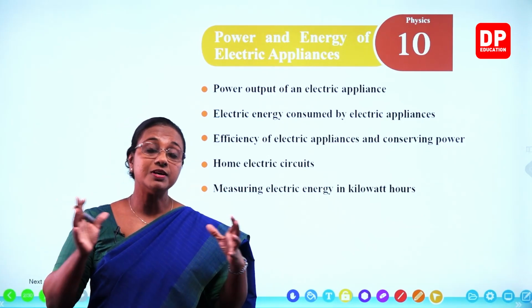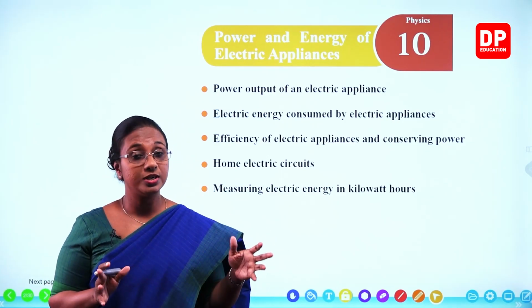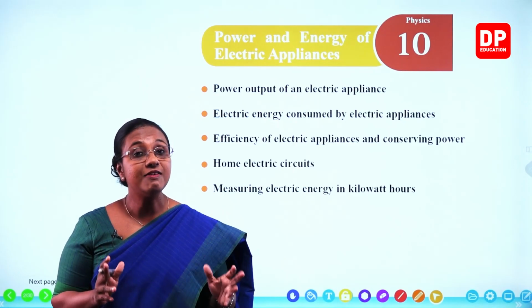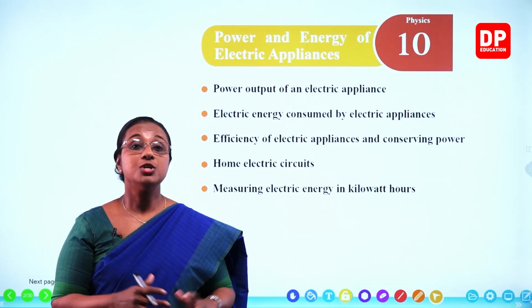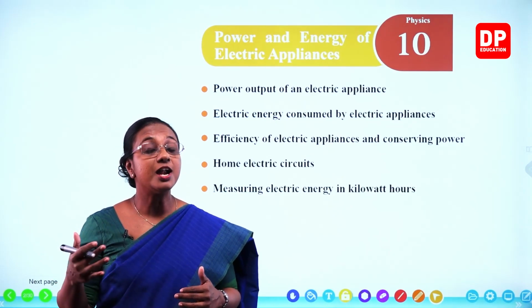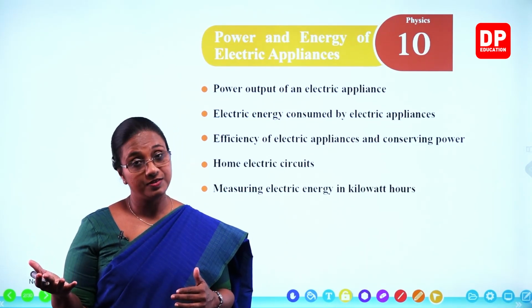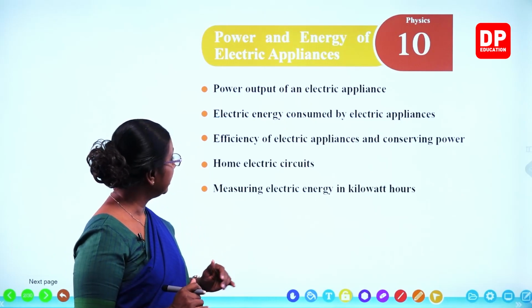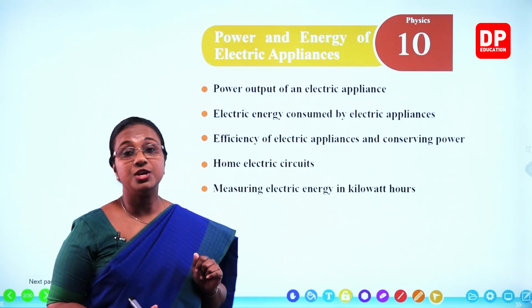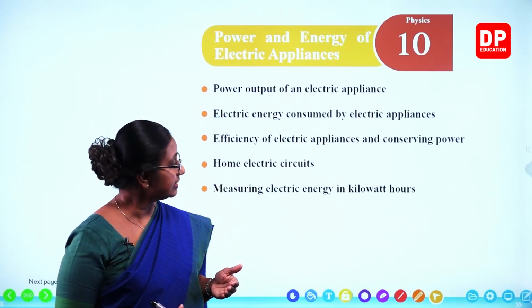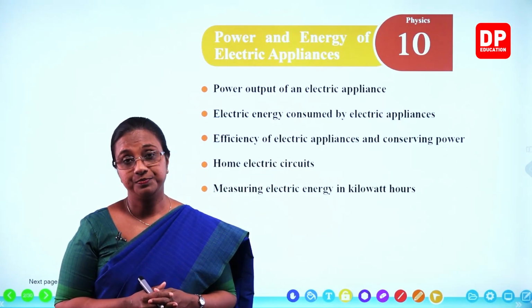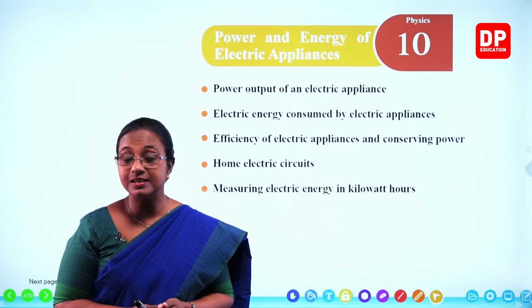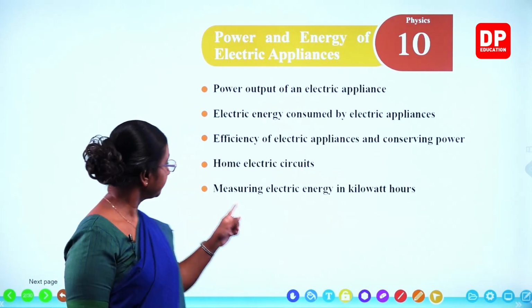Now, if you give a certain amount of electricity to a device, the device has resistance. You are familiar with that concept. So, because of that, they are not 100% efficient. So, we need to know the efficiency of electric appliances and how we can conserve power. That is how we can conserve electricity.